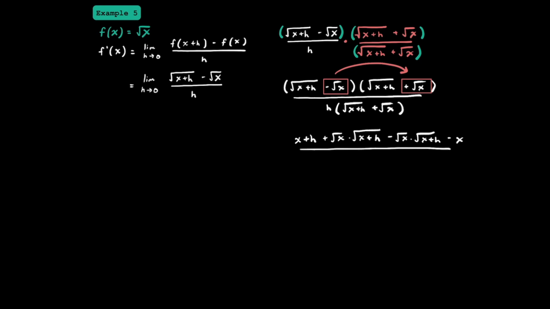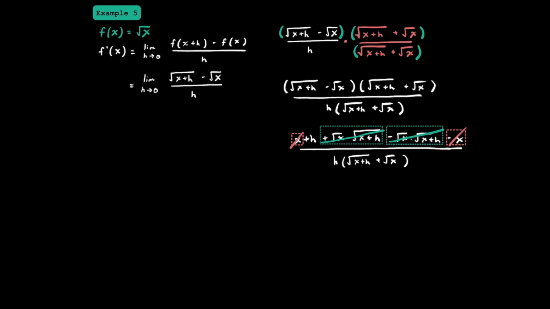This whole thing is going to be on top of h times the square root of x plus h plus the square root of x. While this looks more complicated, all we really did was FOIL this expression in the numerator. As planned by multiplying by the conjugate, these middle terms are going to cancel out. Here we have a positive version and a negative version of the same thing, so they just become 0. Also note how this positive x and negative x will also cancel out.